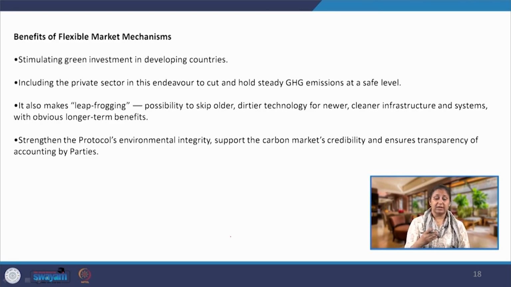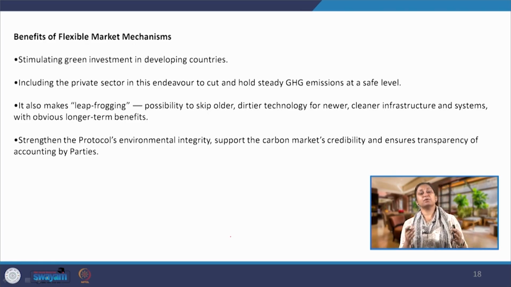It brings in the private sector, and it helps to cut and hold greenhouse gas emissions at a very steady and safe level. And overall, it helps industries skip the older and dirtier technology and move to newer and cleaner infrastructure and systems, because somebody is funding. So, the funding becomes easy.